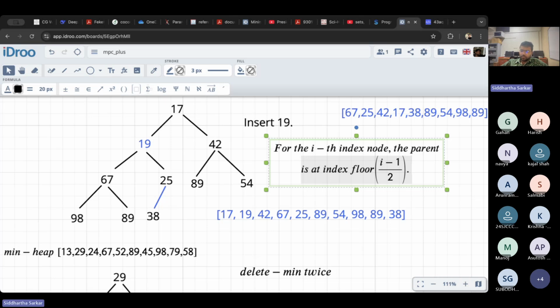If it is complete or almost complete. Yeah, so Gahan is right. If you're looking at the ith node, Gahan is saying that the two children are 2i plus 1 and 2i plus 2. Makes sense.